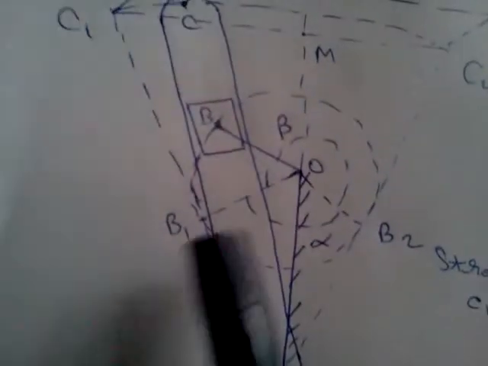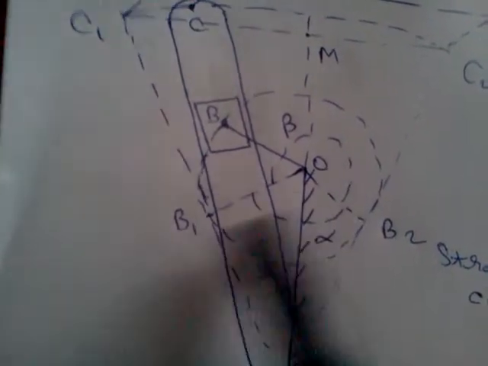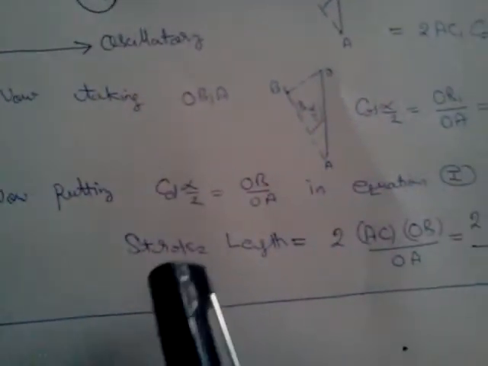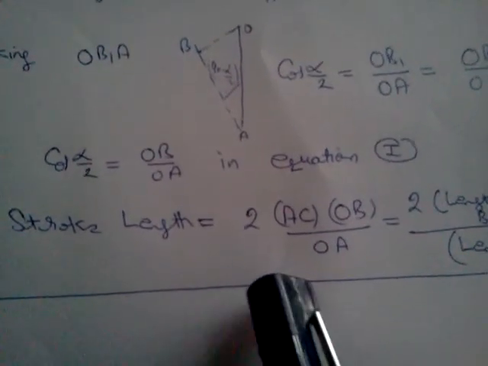Now cos of alpha by 2 is equal to OB1 by OA, which is equal to OB by OA. Here OB1 is equal to OB, it is the radius of the crank, so the radius of this circle, and the length of the crank. Now we will put this in the equation. Putting cos alpha by 2 equal to OB by OA in equation 1, we will get stroke length is 2 AC times OB by OA.